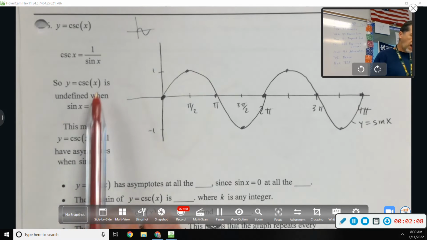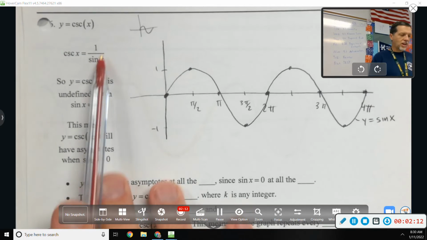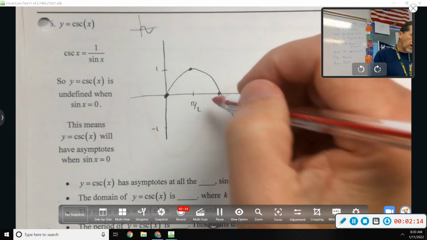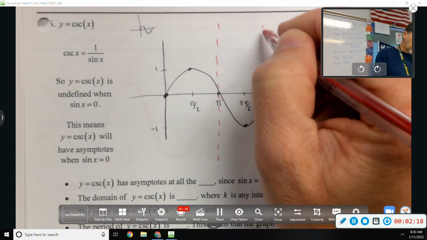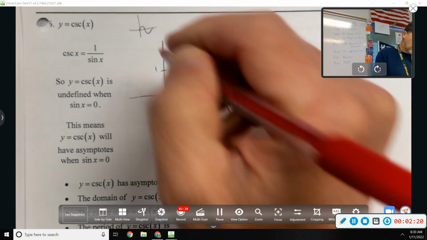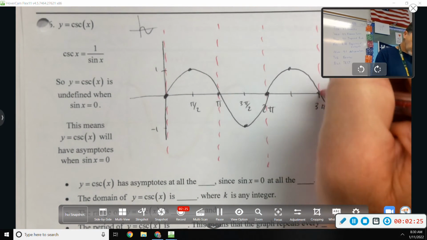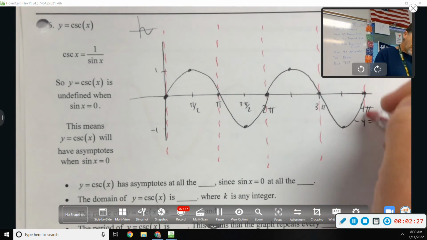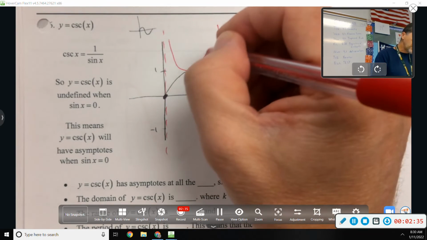Now, when sine is 0, cosecant doesn't exist, right? Because you can't divide by 0. So wherever the sine graph is 0, there is an asymptote for cosecant. And then you just graph the U's off the top and the bottom.